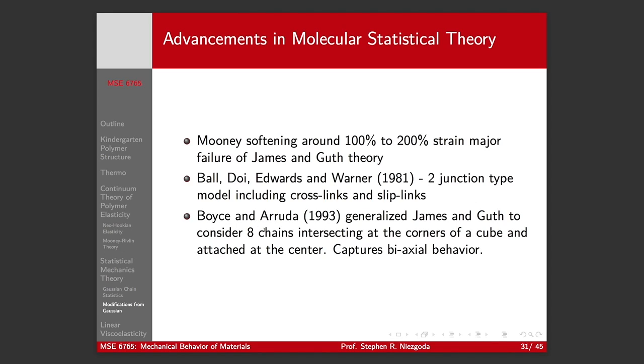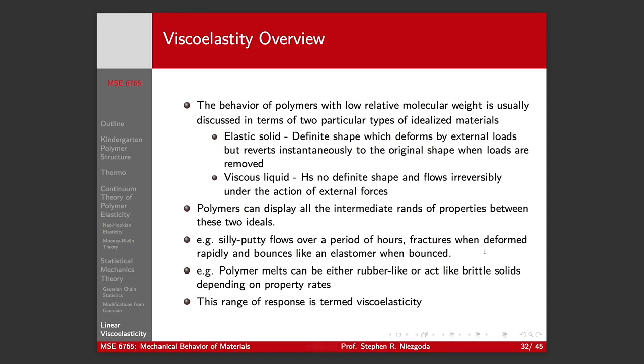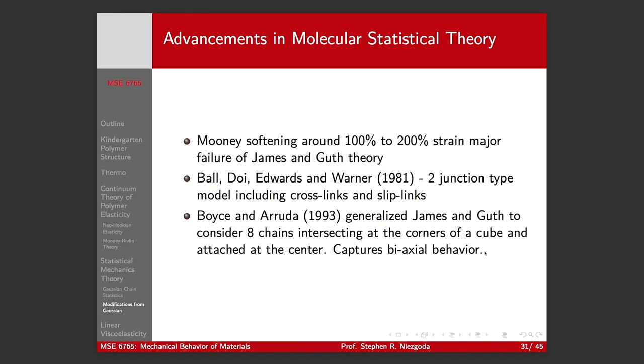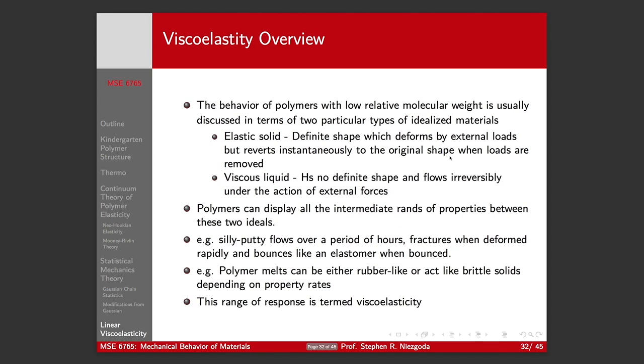But she made a very famous generalization to the James and Guth theory, and she considered eight chains intersecting at the corners of a cube and attached at the center. And this not only captures that Mooney softening, but it also captures biaxial behavior. And you'll read a paper written by Boyce, a review of constitutive models for rubber elasticity, as part of the assigned reading for this. So that's it for nonlinear rubber elasticity. We'll pick this back up with viscoelasticity.